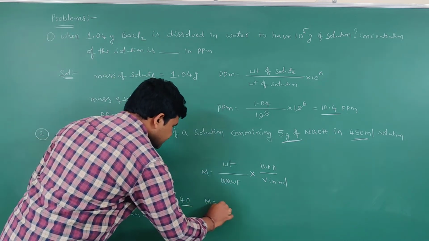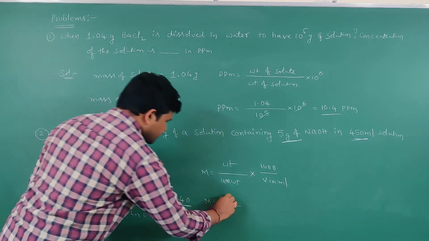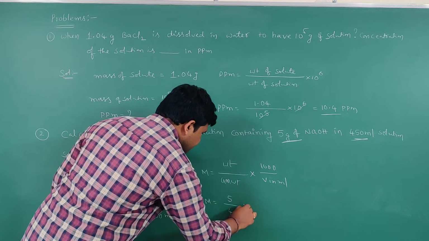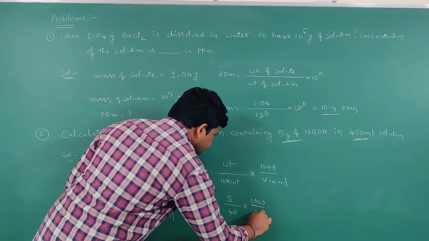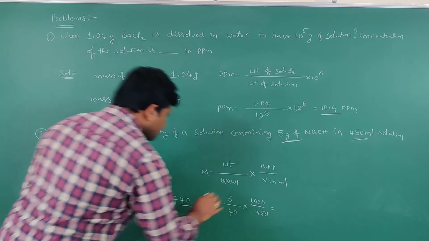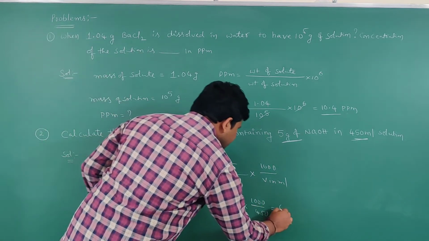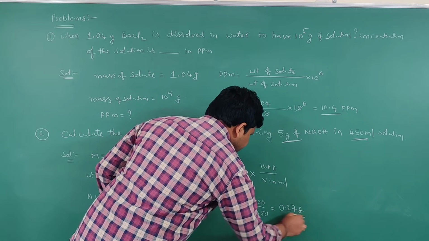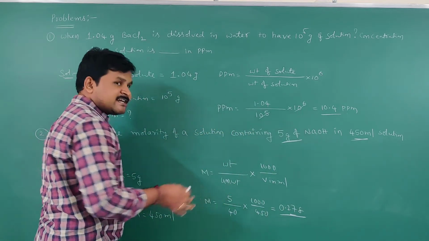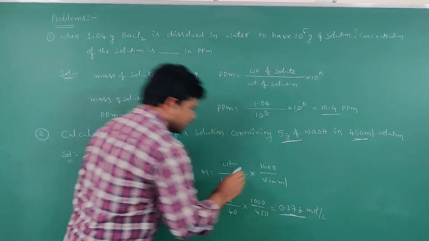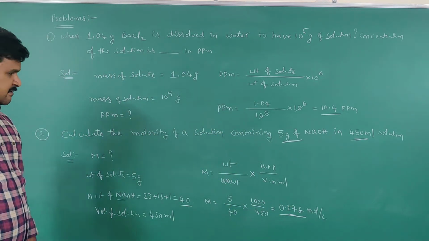What is the weight? Weight is 5 grams. What is the gram molecular weight? 40, into 1000 by 450. So by simplifying 5 by 40 into 1000 by 450, you will get 0.278. So what are the units for molarity? So units of molarity is mole per liter. This is the answer.